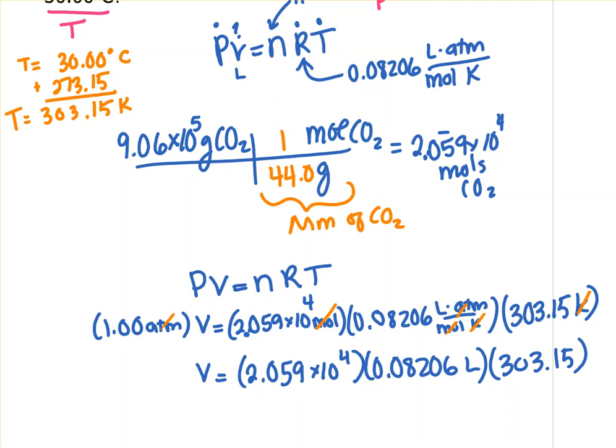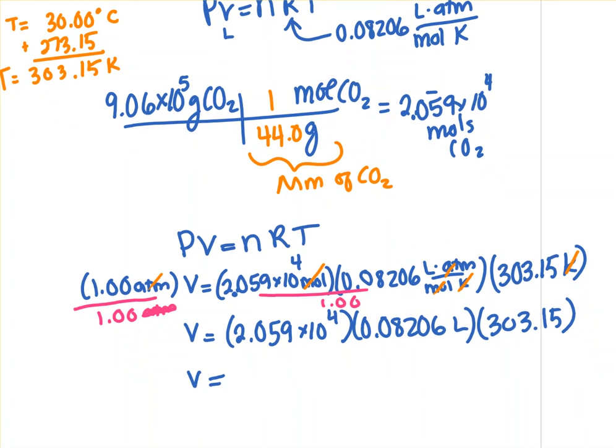What I'm really doing is I'm dividing both sides. I don't always show this algebra. This is pretty simple. Oops, atmospheres is gone. I'm dividing both sides by that 1. So it's kind of silly to show that step here, but anyway, I multiply this out and I get a really big number, and I'm going to round it to 3 sig figs.